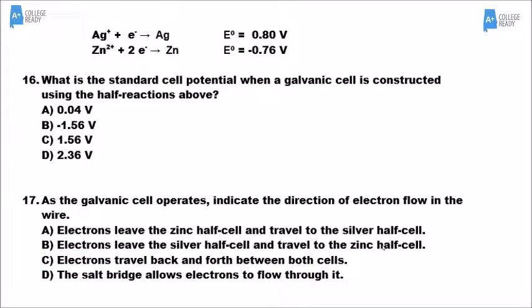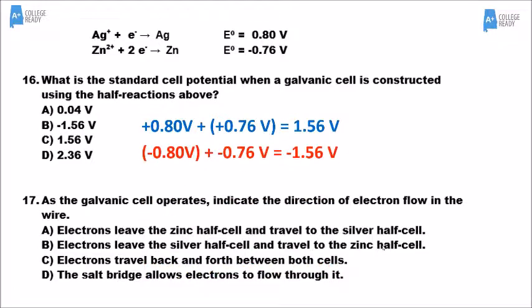For this equation, we know that one of them has to be flipped. We also know that it's a galvanic cell. In a galvanic cell, the E of the cell has to be positive. So we can either do this way, or we can do this way. We either flip the 0.76 to be positive, or we flip the 0.80 to be negative. Notice that only one of those choices, the blue choice, gives you the correct answer of positive 1.56 volts. And remember that in galvanic cells, the voltage has to be positive.